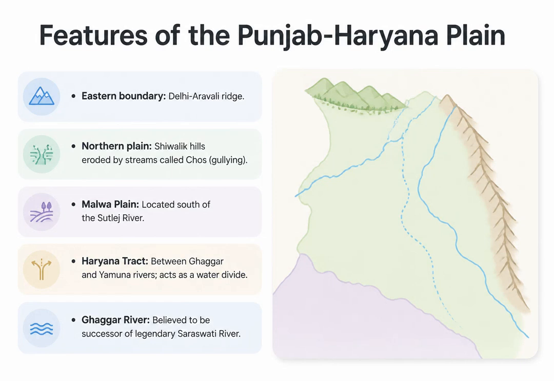The eastern boundary of this plain is marked by the Delhi-Aravalli Ridge. In the northern part of the plain, near the Shivalik Hills, the land has been severely eroded by numerous fast-flowing streams known locally as chos, which cause deep gully erosion. South of the Sutlej River is a region called the Malwa Plain. Further east is the Haryana Tract, sitting between the Ghaggar and Yamuna rivers, acting as a water divide. Interestingly, the Ghaggar River is believed by many to be the modern remnant of the legendary ancient Saraswati River.